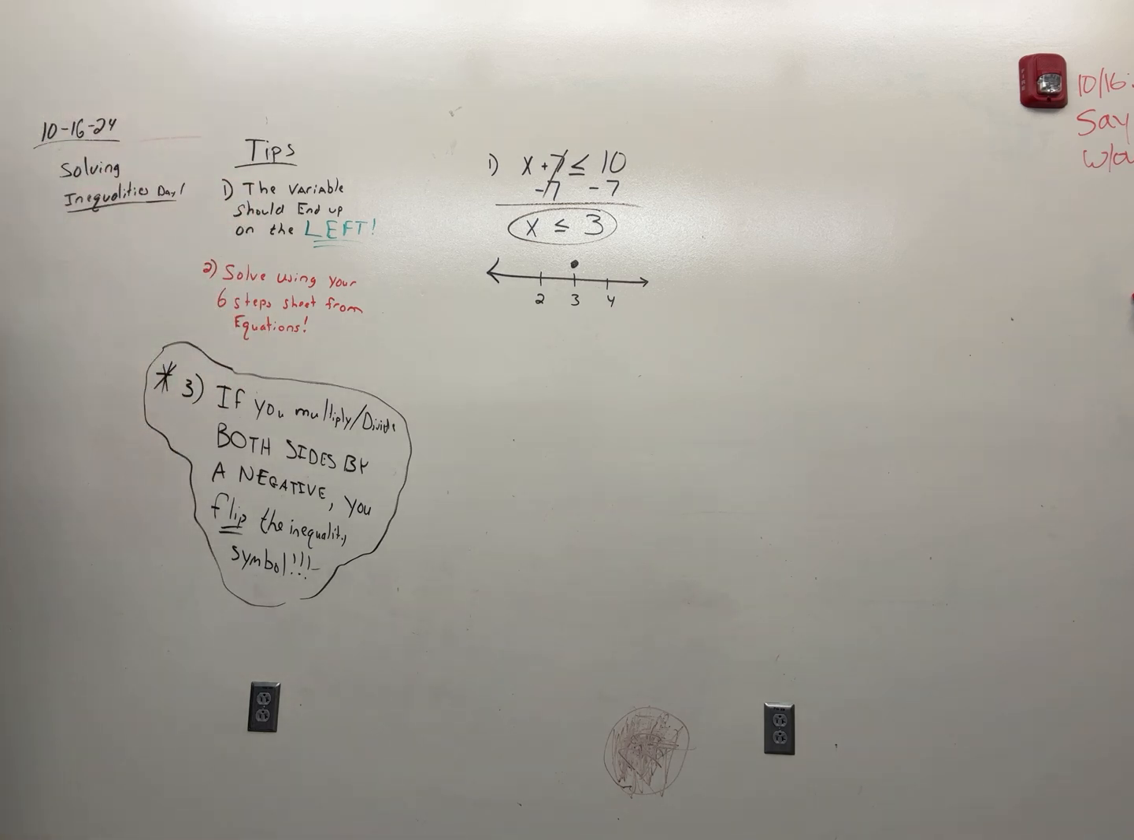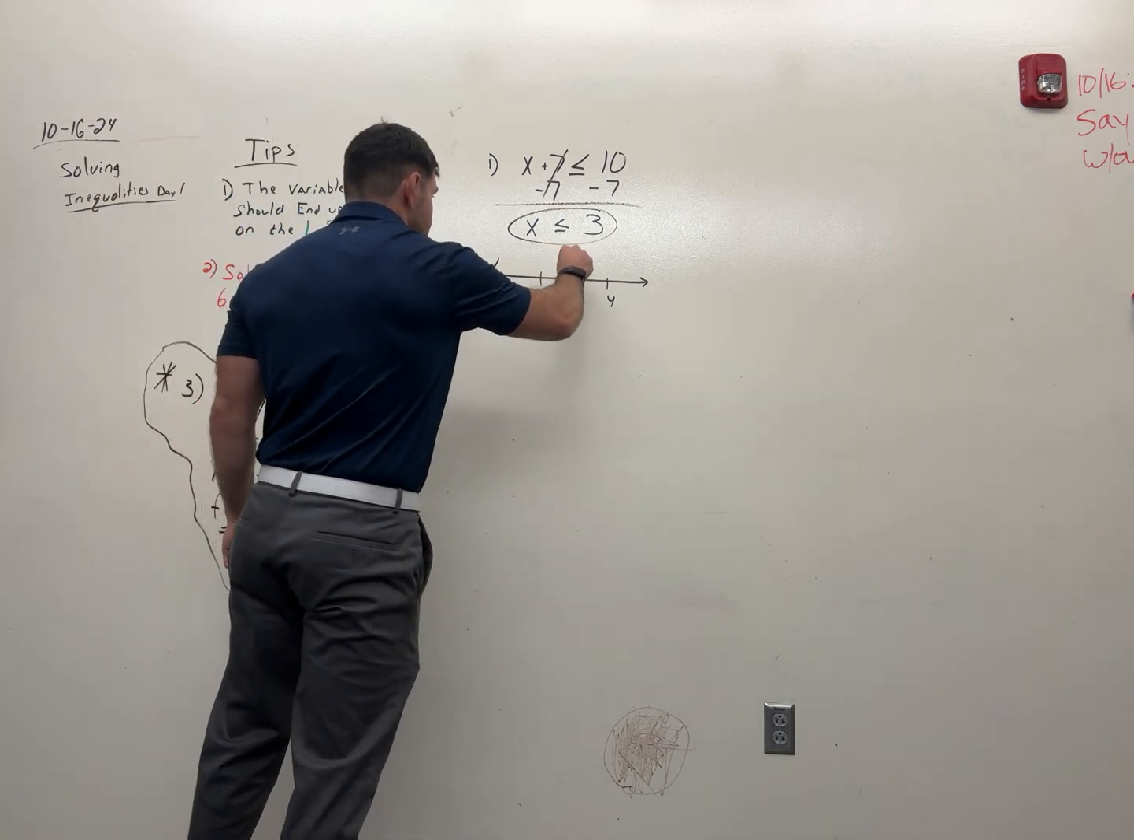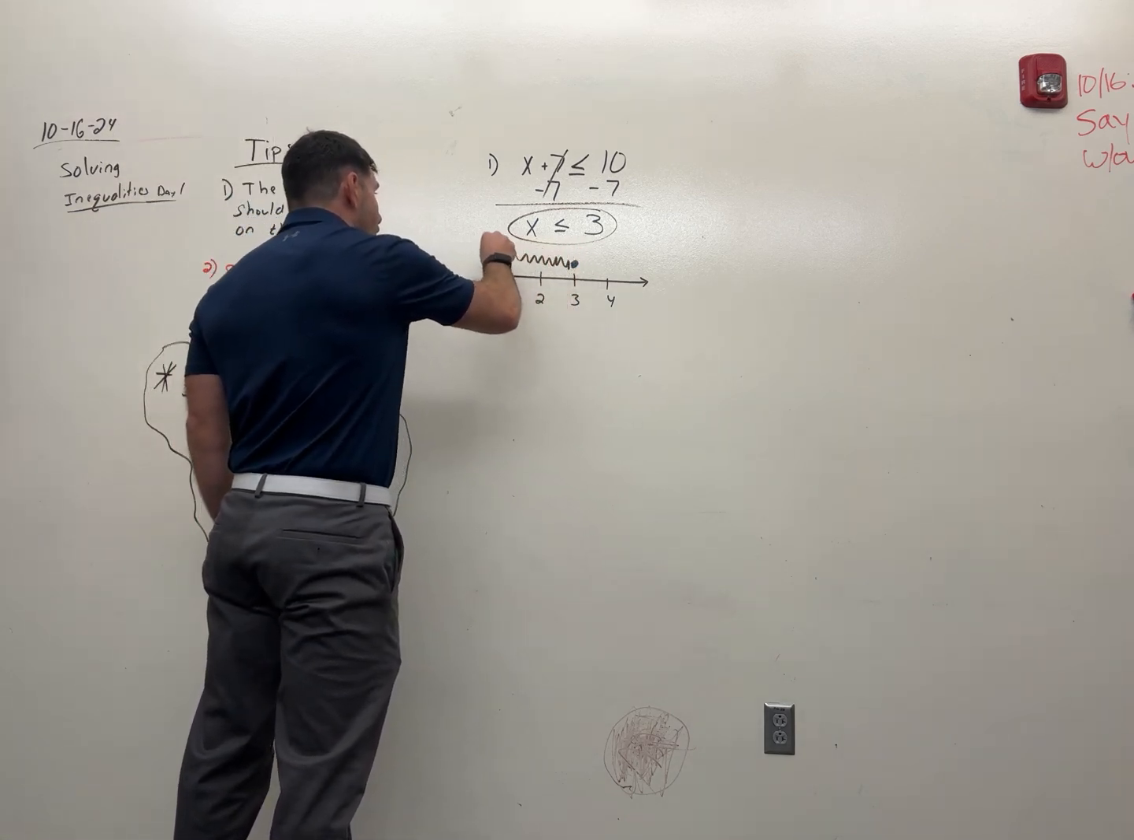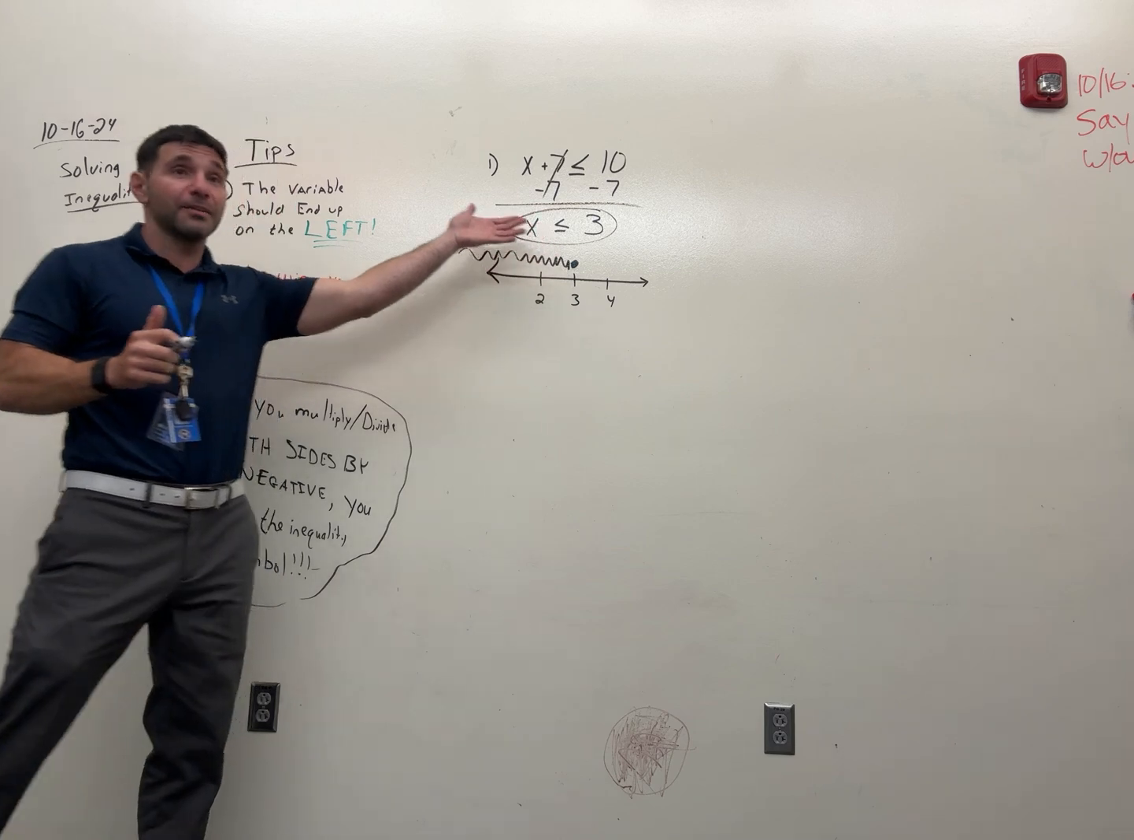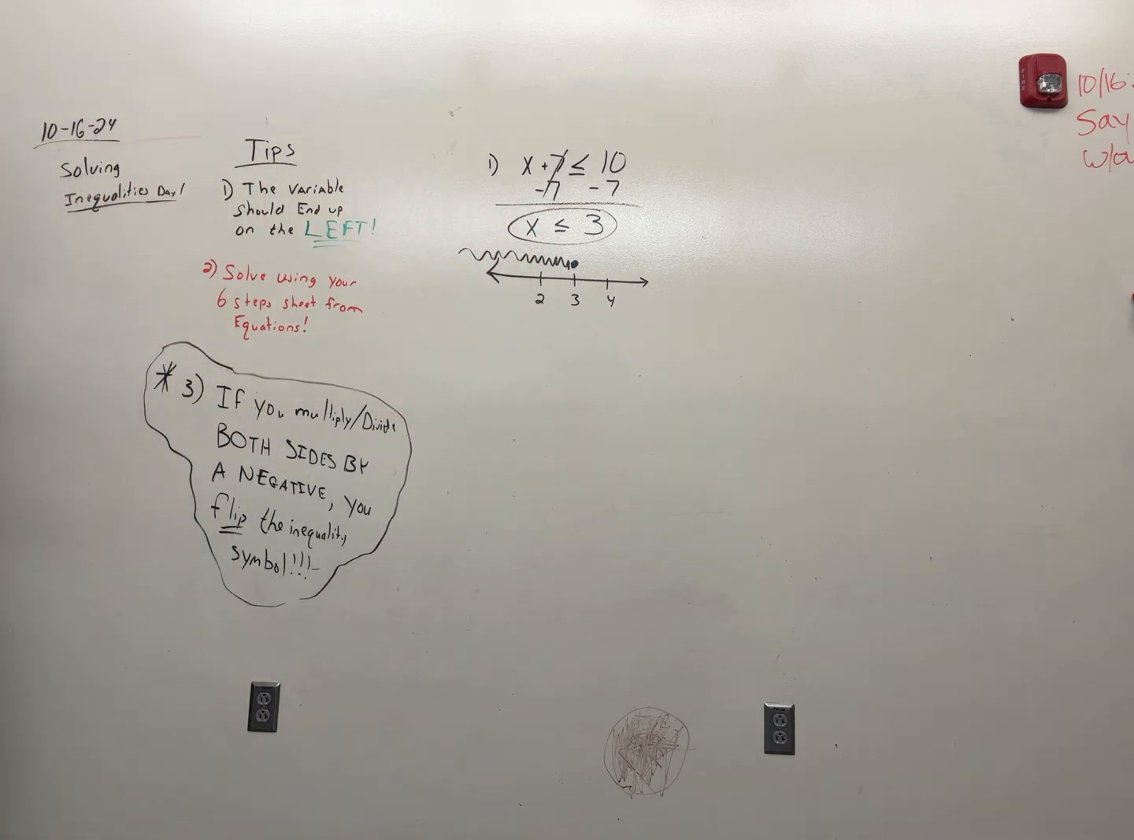Now, which way are we going to shade? Which way is it pointing? It's pointing towards my wall. So we shade this direction. All of these are solutions, because there's an infinite number of numbers that are less than or equal to 3. You can't tell me how many numbers there are, because it's infinite. It's solving an inequality.